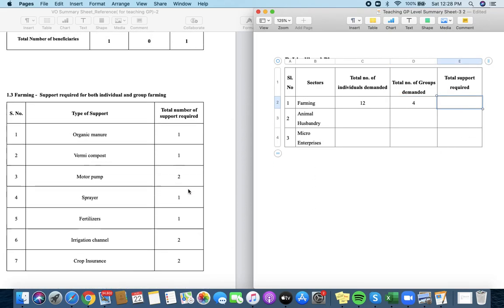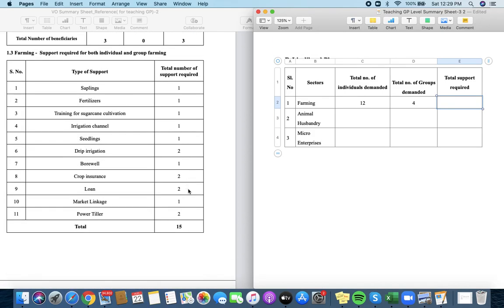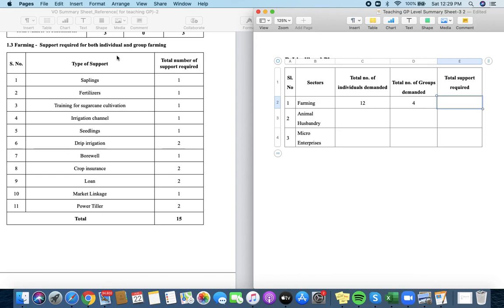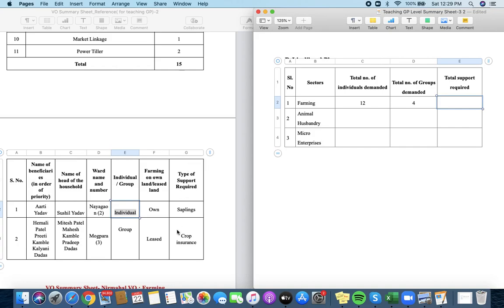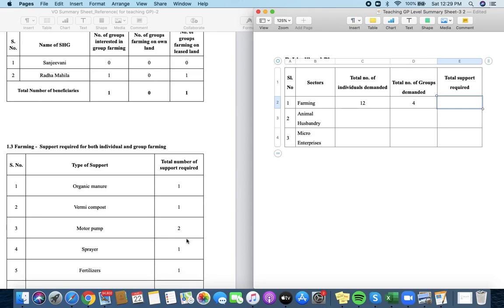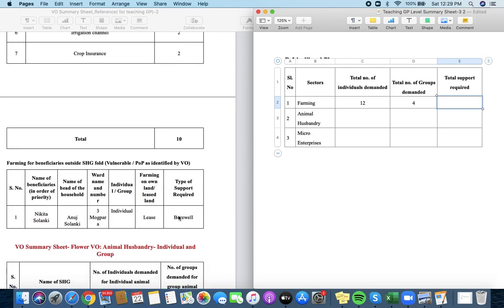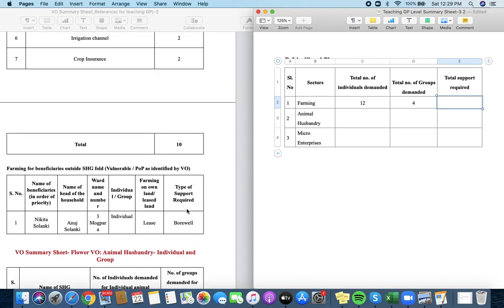And for total support required, we will count it again for both individual and group farming. So it will be 15 here. And for the type of support from outside SHG, 16, 17. And from Neer Mahal VO, we have total support required 10, which makes it 27. And from outside SHG is 1, so 28. So this is how you have to fill the data for the GP level summary sheet for farming.